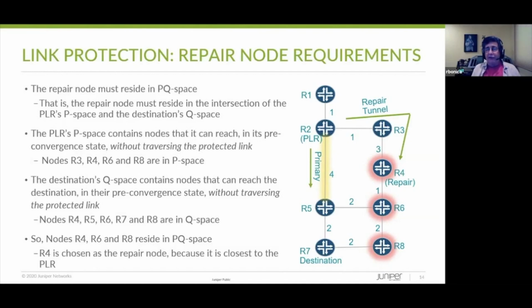So now we're looking for nodes that are in both the P and the Q space. And the intersection is R4, R6, and R8. So R4, R6, and R8 are all candidates for being the repair node. And in this case, we pick R4 as the repair node. The reason why is it's closest to R2. Also, it's going to illustrate a nice little point in a minute.